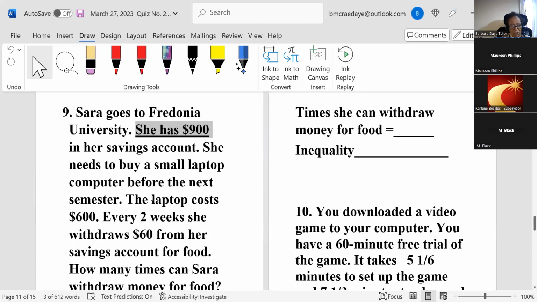The laptop costs 600, so the difference will give you that 300. And every 2 weeks she withdraws $60. So you've got to use that 60 times a variable, right? So you could put the 60 times t, right? And that's got to be less than or equal to 900 minus 600.